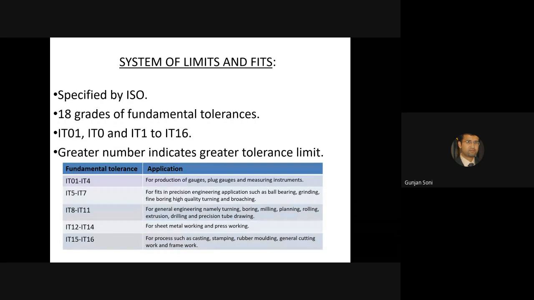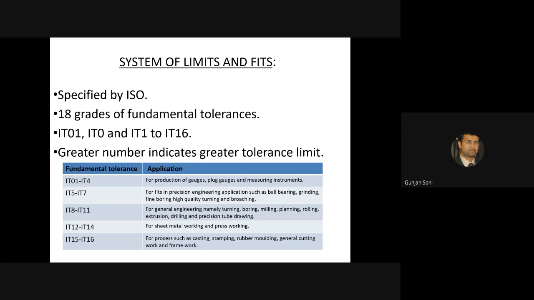Are you getting it? Similarly, you see plugs and sockets. You purchase them from any brand, they will get assembled together. Why? Because they are using international standards, or fundamental tolerances. So fundamental tolerances are from IT01, IT0, and then IT1 to IT16. And the larger the number, the cruder the tolerances are.